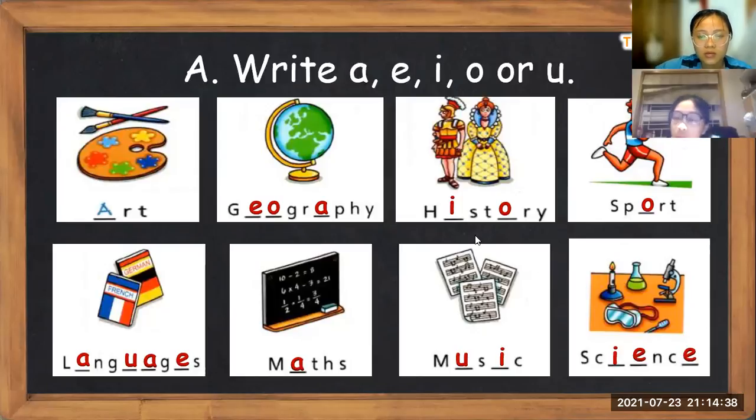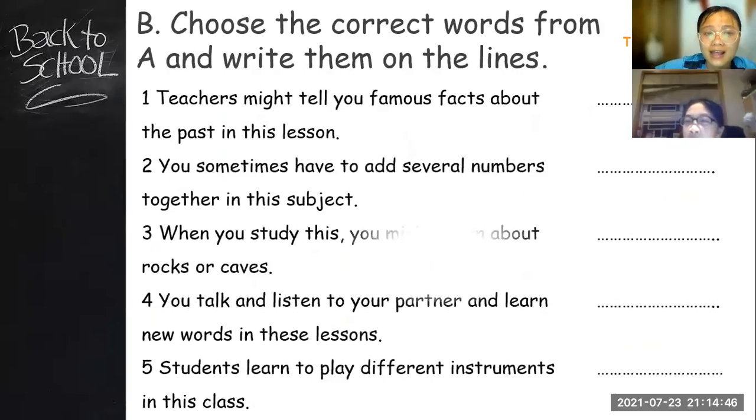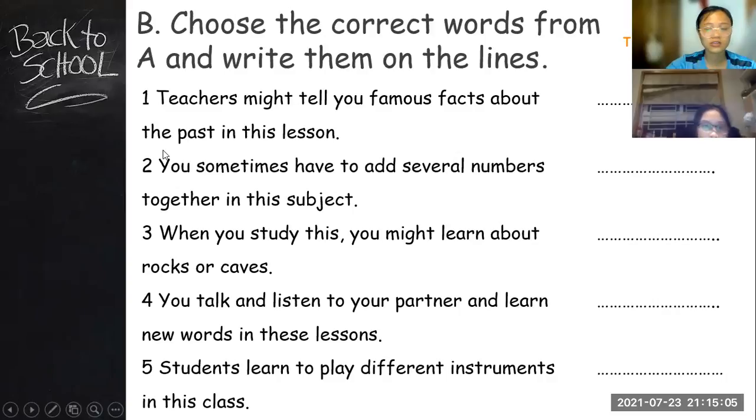Okay, next one. And now with the next part here, I would like you to choose the correct words from A and write them on the list. There's some subject information for you and you have to go through that and work out what subject it is. Let's see the first one. Teachers might tell you famous facts about the past in this lesson. So you know what subject it is.